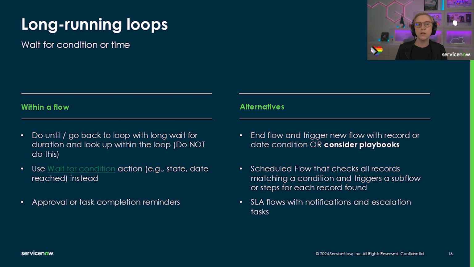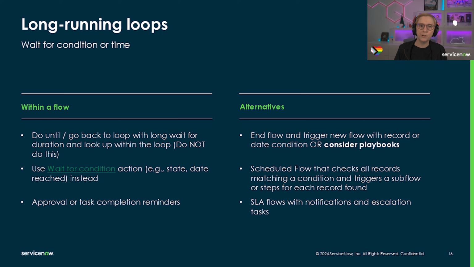Except for the first scenario, the use cases on the left here are generally valid design patterns and can be used for flows that will be completed within a couple of days. However, for longer running flows, we recommend either of these two options. First, end the current flow and trigger a new flow from the record or a date condition that you would be waiting for instead. For more complex workflows, explore Playbooks to connect the dots in longer running, multi-stage processes.